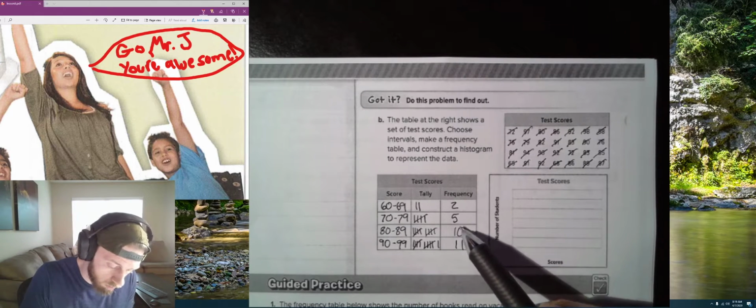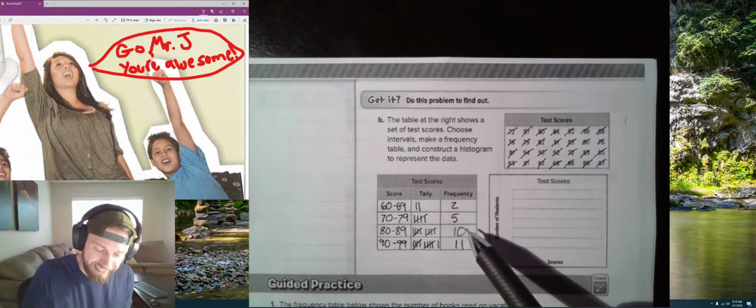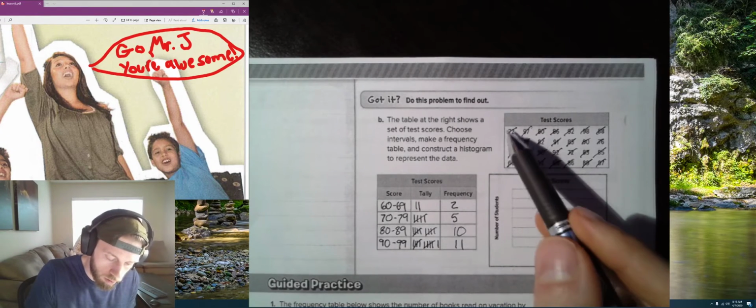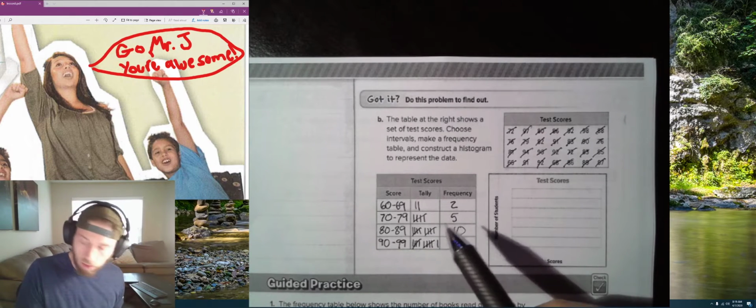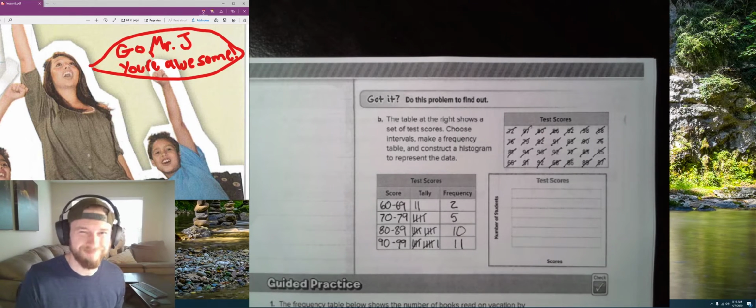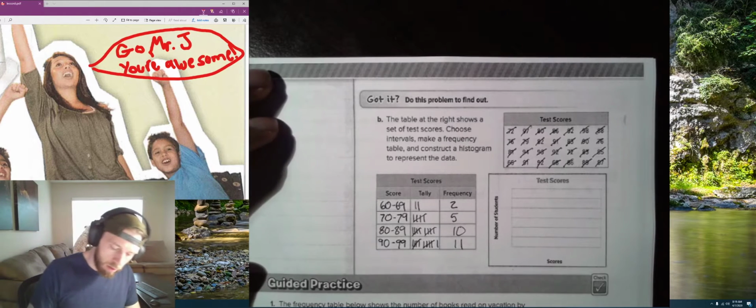it looks like we should have 21 plus 7 is 28 test scores. So we've got 1, 2, 3, 4. We've got 28 test scores up here, so it looks like this is going to be correct. Right? This is reasonable. Always a check for reasonableness. And then we're going to go over here and we're going to make our histogram.